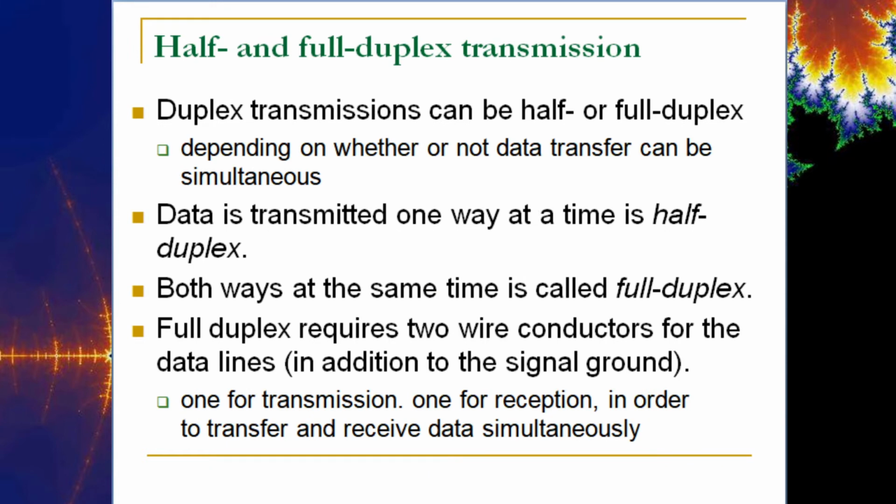Okay, so again, why would you choose one or the other? It depends on whether or not the data transfer can be simultaneous. So you just have to set up the best system for what you're trying to accomplish. So it says full duplex requires 2 wire conductors for the data lines in addition to the signal ground. One for transmission, one for reception, in order to transfer and receive data simultaneously. Anytime you add more complexity, or if you add more wires or signals, you're going to increase the cost.